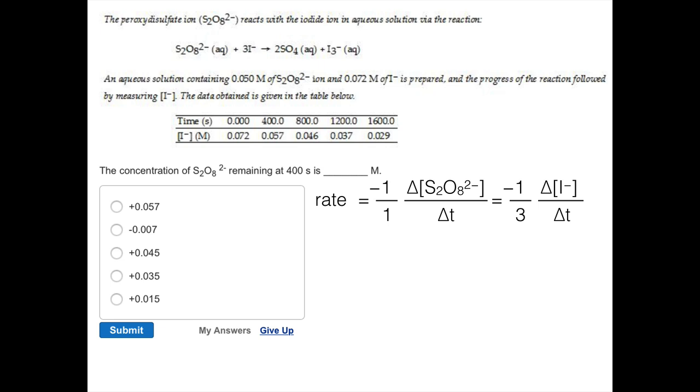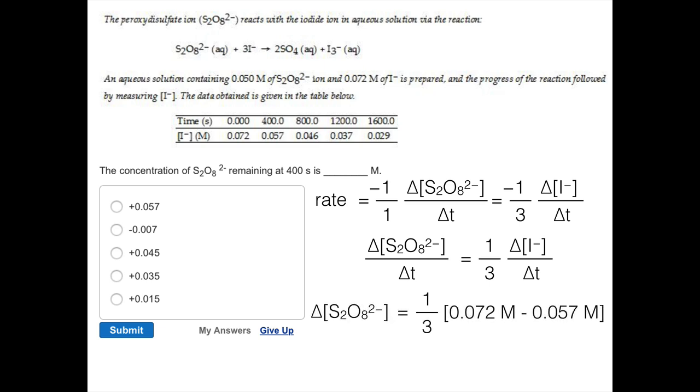If we're looking at an average rate, we can use the stoichiometry of the chemical equation to look at a concentration at a particular time interval. We can rearrange this expression because we're calculating for the change in the concentration of S2O8 2-. We can get rid of the negative signs, and if we rearrange this a little bit more, the delta t, since it's the same time range, is going to cancel as well.